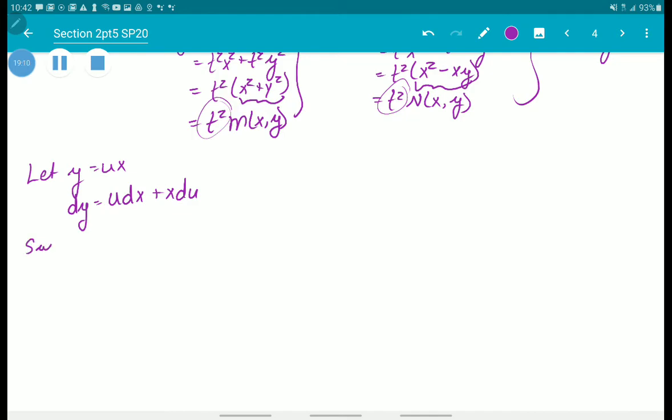And now we're going to make our substitution. So we have x squared plus y squared times dx plus x squared minus x times y times dy. And that's going to be equal to 0. So let's clean all this up.